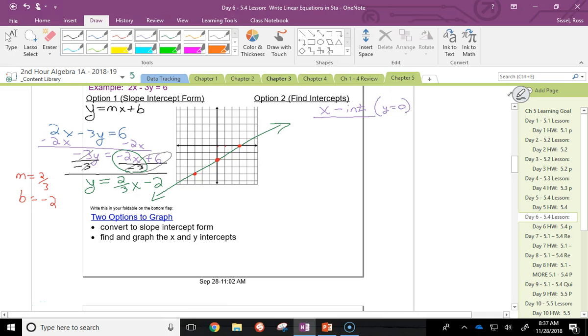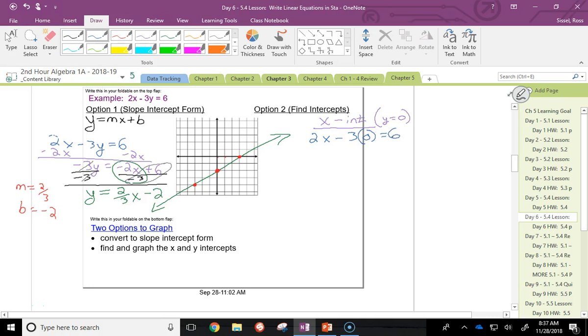So I'm just going to take my equation, and we had 2x minus 3, and instead of saying y, we're going to say 0. We set y to 0 equals 6. And we have 2x, 3 times 0 is 0, so I have nothing, equals 6. Divide by 2, x equals 3. Perfect. So far, I have my coordinate for my x-intercept is 3, 0.